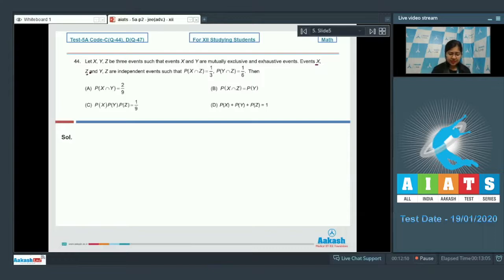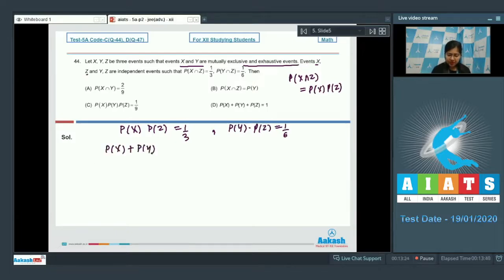See, X and Z are independent events, which means that the probability of X intersection Z is equal to the probability of X into the probability of Z. Similar is the case for Y and Z. So we have the probability of X into the probability of Z equal to 1 by 3. Also, the probability of Y into the probability of Z is equal to 1 by 6. Now, it has been given that X and Y are mutually exclusive and exhaustive events, which means that the probability of X plus the probability of Y will be equal to 1 and the probability of X intersection Y will be equal to 0 because they are exclusive, and as they are exhaustive, their addition is 1.